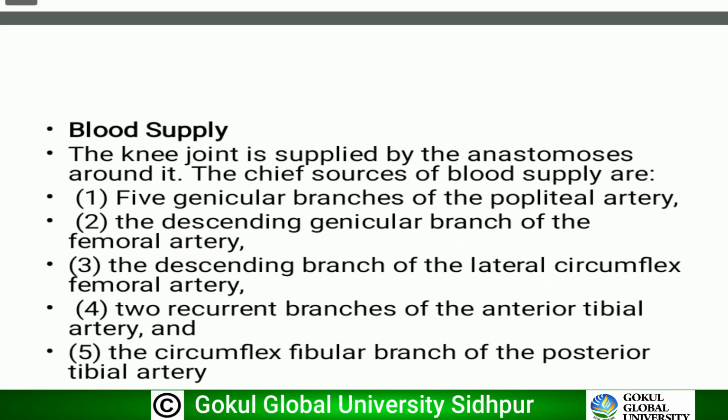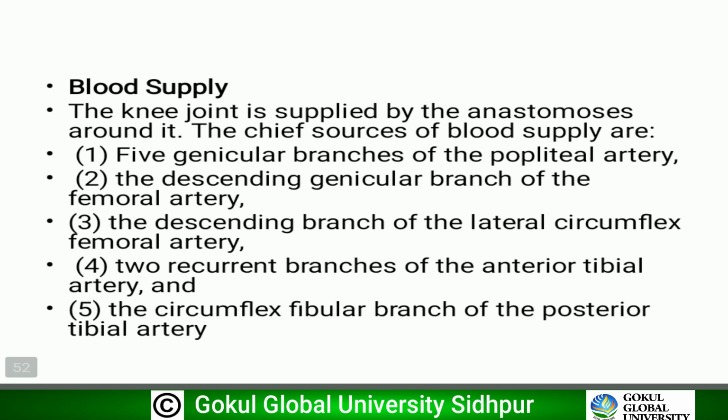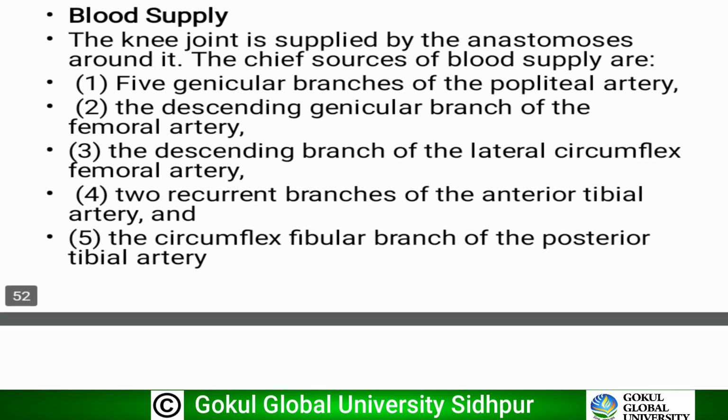Now we will discuss blood supply. The knee joint is supplied by the anastomosis around it: five genicular branches of the popliteal artery, the descending genicular branch of the femoral artery, the descending branch of the lateral circumflex femoral artery, two recurrent branches of the anterior tibial artery, and the circumflex fibular branch of the posterior tibial artery.